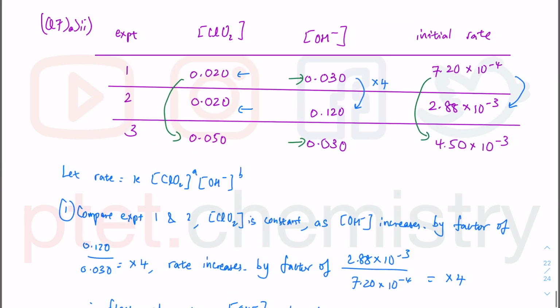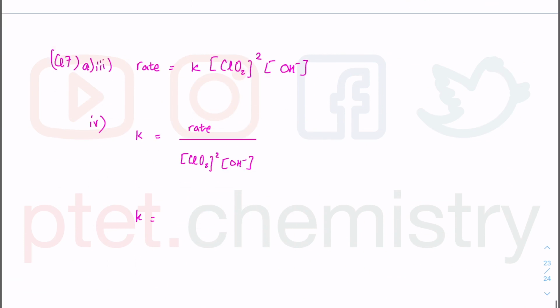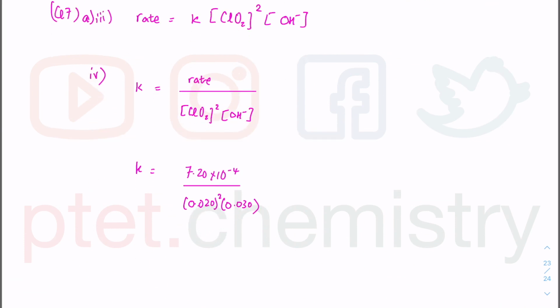So our rate for experiment 1 is 7.20 times 10 to the minus 4, divided by the concentration of ClO2, and you have to square it because that was the order with respect to ClO2, and then I take the concentration of OH minus, 0.030. So I'm going to cut that, and we'll do the calculation down there. 7.20 times 10 to the minus 4 divided by 0.020 squared divided by 0.030. I get 60, but don't forget your rate has a unit.